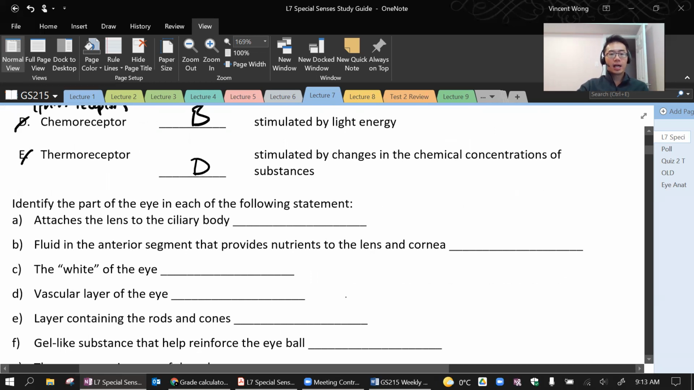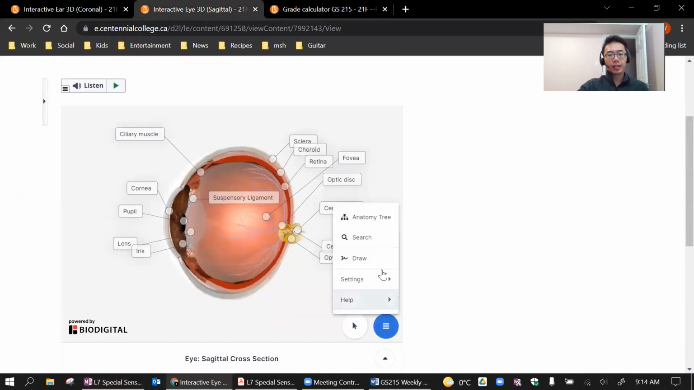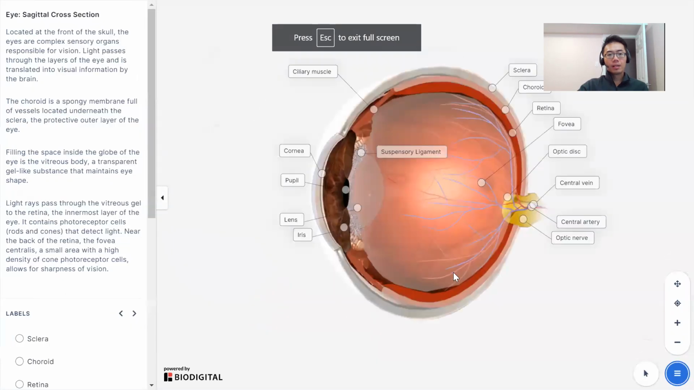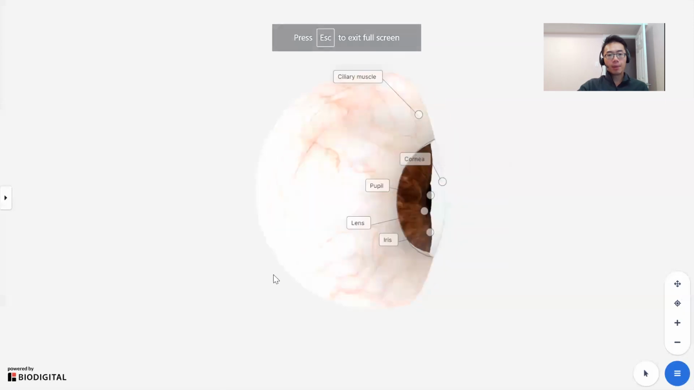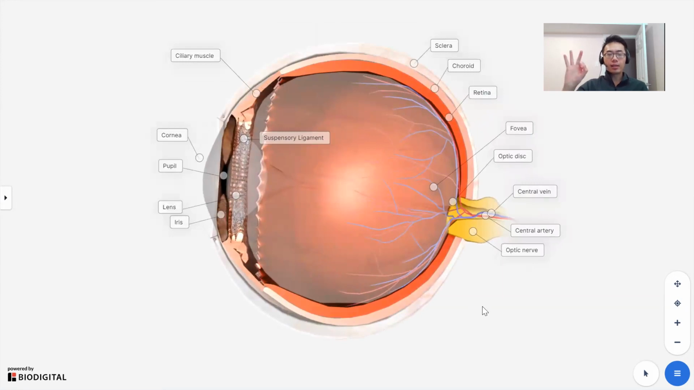Identify the parts of the eye in each of the statements. I will quickly go through the eyeball with you and we'll fill that in. So here is the eyeball, and it's cut open so you can see the inside. The eyeball has three layers. The superficial layer is the sclera. That's the white part of the eye right here. The sclera provides attachment sites for muscle. You have a lot of muscle connected to the eyeball, so your eyeball can move left, right, up, down, and even rotate as well. You roll your eyes at someone, there is a muscle for that.